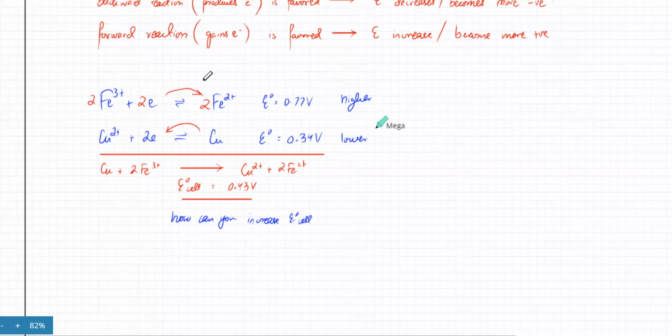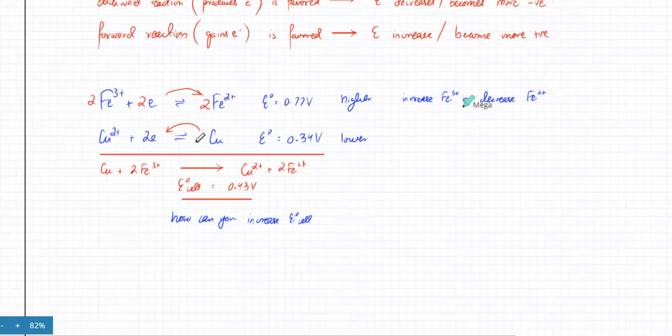First one, you can increase the concentration of Fe3+. So you can increase Fe3+, or, assuming it's a cell, you could decrease the concentration of Fe2+, right? Is that clear? And what about here? Well, you have to increase the concentration of copper.